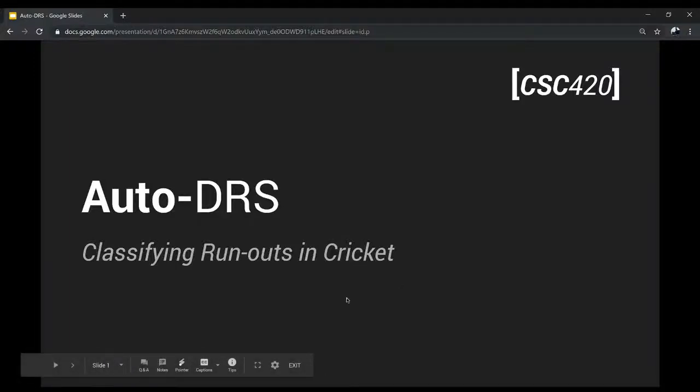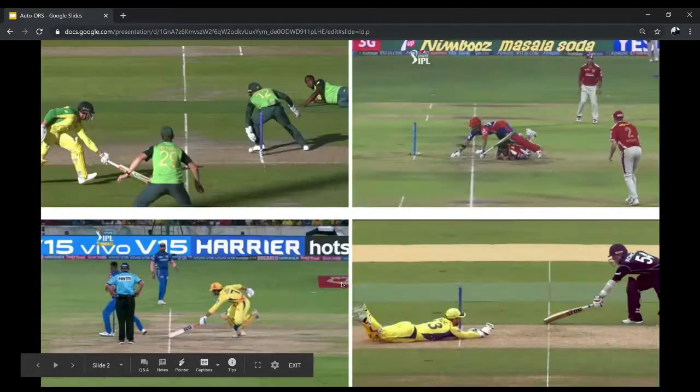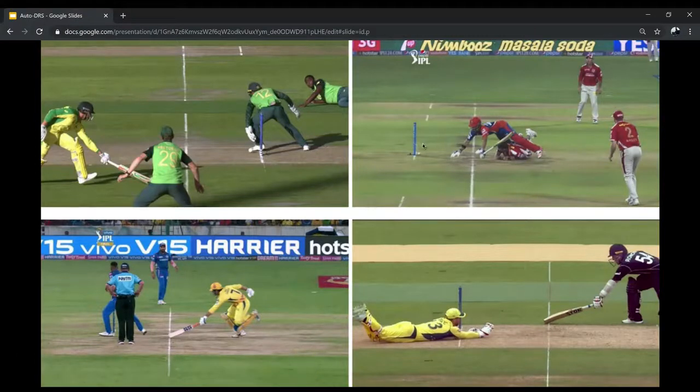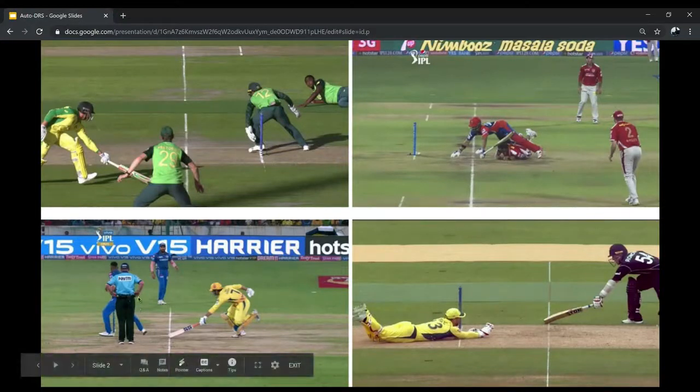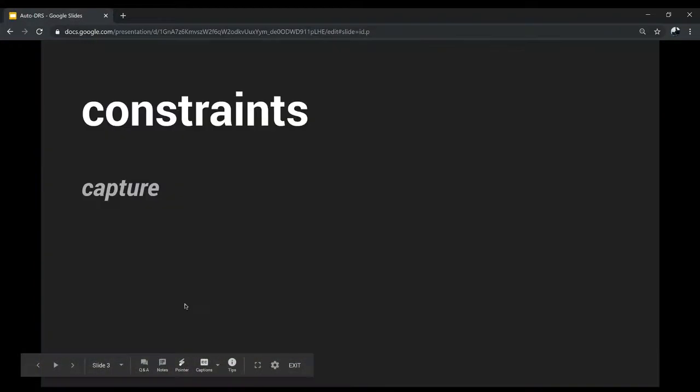Right, so my 420 project is called Auto-DRS, which is basically about classifying runouts in cricket. So we want to find whether the stumps were hit first or the batsman crossed the crease first. And it's a complex problem because the background is complex, there's a lot of variation, bodies involved, there's a lot of occlusion, so it's not easy. Moreover, there's other constraints that we must adhere to.